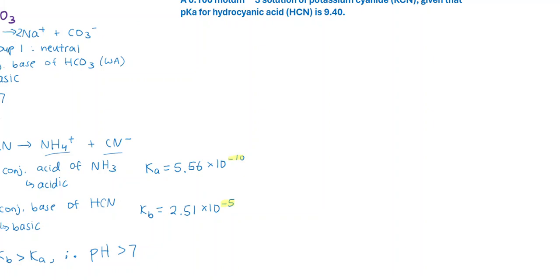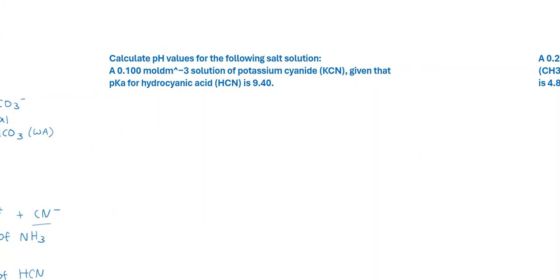I'm going to quickly erase this actually because it's taking up some space, but you can always replay the video. So calculate the pH value for the following salt solution: a 0.1 mole per decimeter cubed solution of potassium cyanide, given that the pKa for hydrocyanic acid is 9.4. So how do we do this?